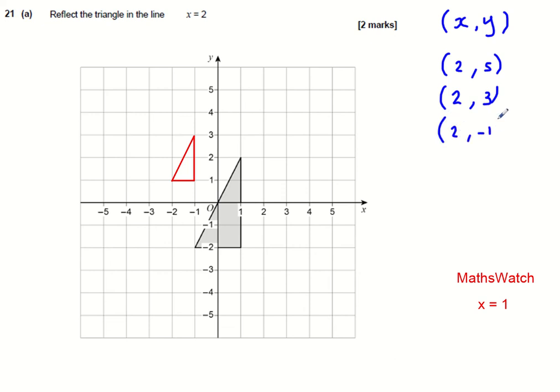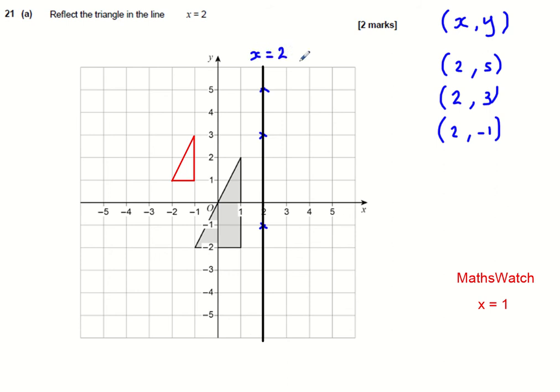If I have a few of these and I start plotting them, so 2, 5 is there, 2, 3 is there, 2, minus 1 is there, you can see that x equals 2 is going to be a vertical line that cuts down through the x-axis at the number 2. Let me draw that in. So that line there is the line x equals 2.